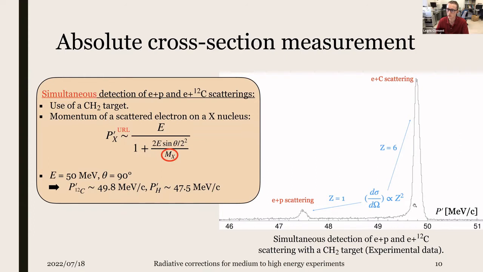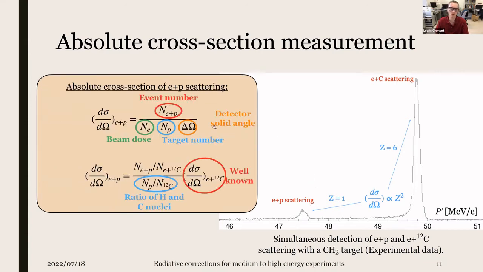As you can see here, we have a large scattering peak for carbon, and we have a smaller scattering peak for proton. So when we measure the absolute cross-section, we can express the cross-section of electron-proton scattering as a function of the cross-section of electron-carbon scattering. And what we need to know is the ratio of the event number and the ratio of proton and carbon nuclei in the target. So this means that we don't need to know very precisely the beam dose and the detector solid angle during this experiment.